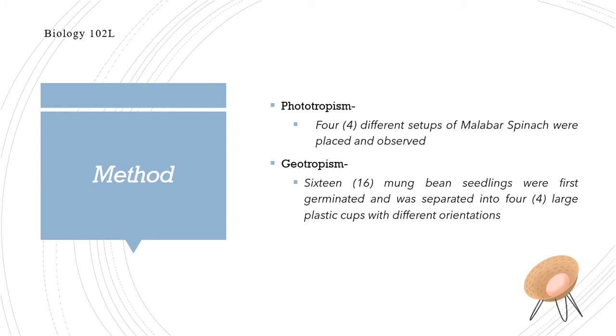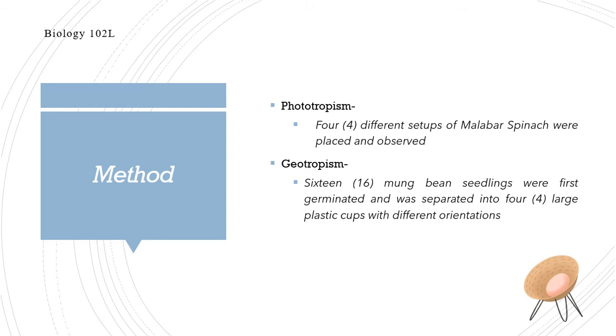The third one was placed in a shoebox with a lid and a hole at one extreme side, and the last one was placed in a shoebox with a lid and a hole, but found at the center. This experiment was necessary to observe and identify the effects of light in relation to the plant's directional growth.